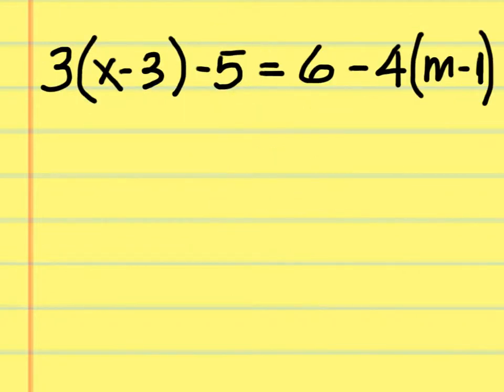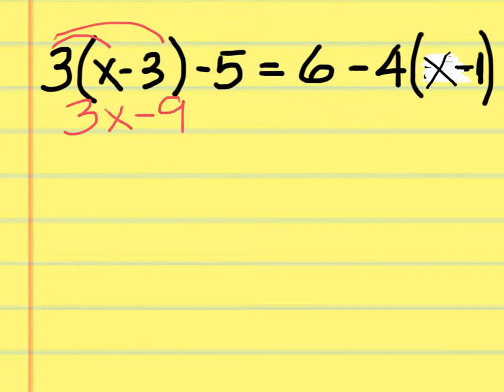In this one there's a slight mistake here. This should not be an m. This is an x. X minus 1. But you should be able to solve one like this as well. And you have to simplify it before you can solve it. So on the left-hand side, distribute the 3 to each of those items in the parentheses to get 3x minus 9. The minus 5 is outside the parentheses, so do nothing with it yet.